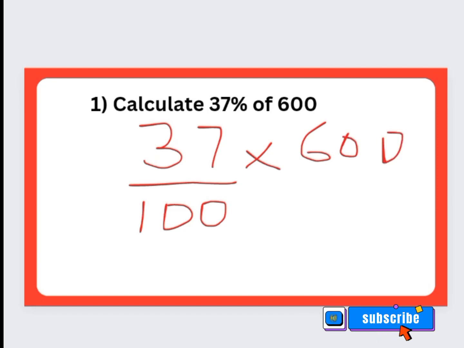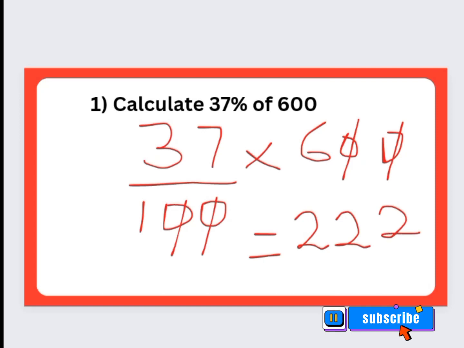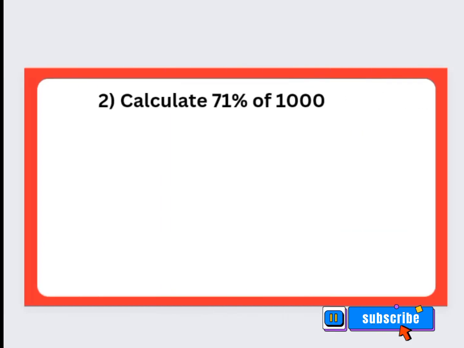So we can then reduce using our division. We can cancel out this 0, strike out this 0 against each other and this against this, and here we're left with 37 times 6, and 37 times 6 we have 202. So 37% of 600 is 202, right? So let's go to the next.